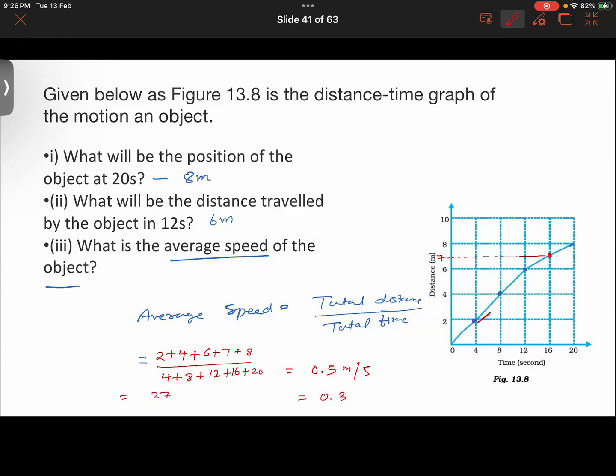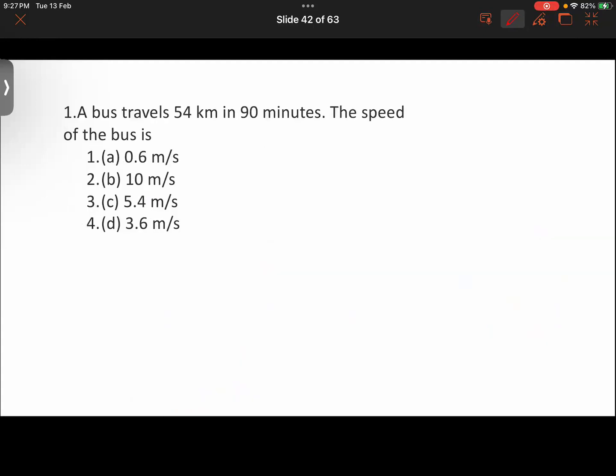So that is 27 upon 60. And 27 upon 60 is how much? You should be getting somewhere around 0.45. How come I get 0.45? See, if you add all these values, 8, 7, 6, 4, 2, that is 27. 4 plus 8, 12, 12 plus 12, 24, 24 plus 16, 40, 40 plus 20, 60. When you divide this value, you'd be getting 0.45 meter per second. So that is the average speed of the given vehicle.